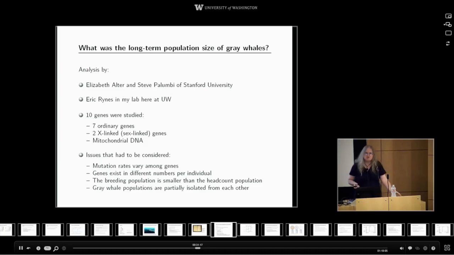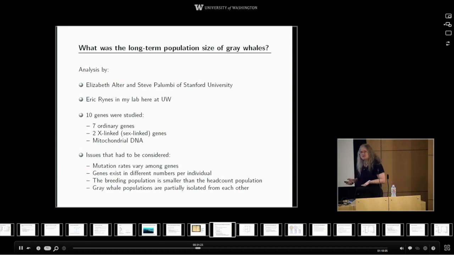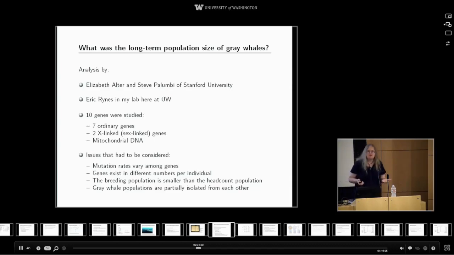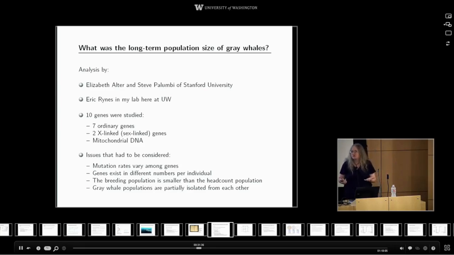They looked at 10 genes, 7 ordinary genes from the paired chromosomes that whales like humans have, 2 sex-linked genes, which tell us something a little bit about the sex distribution of the population, and then the mitochondrial DNA, which is passed only from mother to offspring in whales as in humans, and tells us something particularly about the female population size. There were a number of issues that complicated this study.